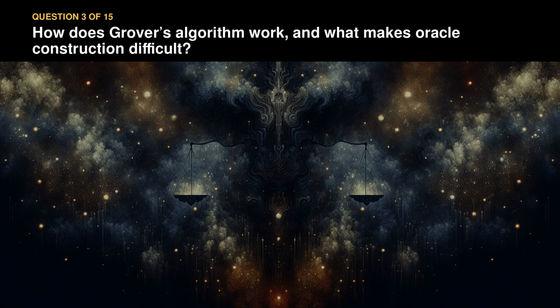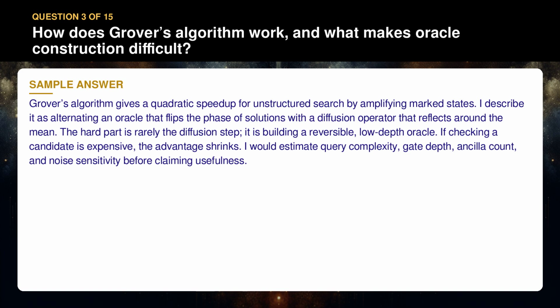Question 3. How does Grover's algorithm work, and what makes oracle construction difficult? Grover's algorithm gives a quadratic speedup for unstructured search by amplifying marked states. I describe it as alternating an oracle that flips the phase of solutions with a diffusion operator that reflects around the mean. The hard part is rarely the diffusion step. It is building a reversible, low-depth oracle. If checking a candidate is expensive, the advantage shrinks. I would estimate query complexity, gate depth, ancilla count, and noise sensitivity before claiming usefulness.